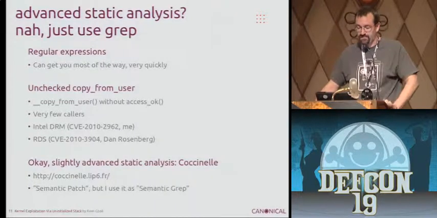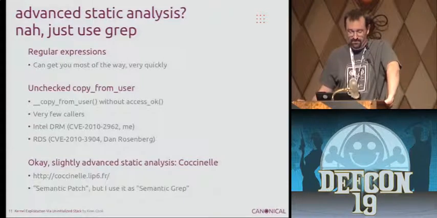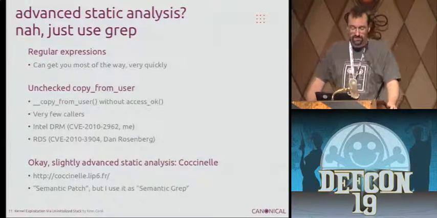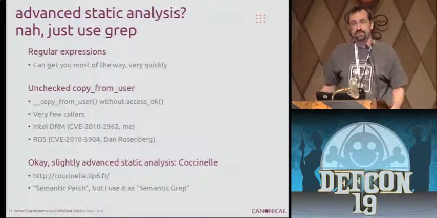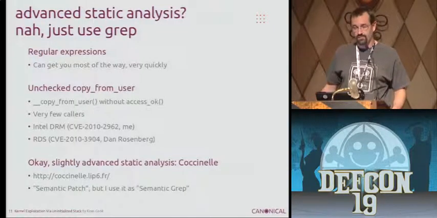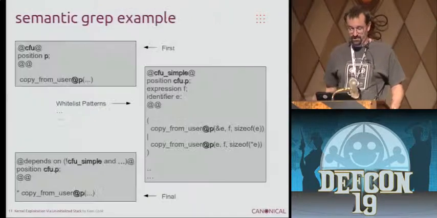But with just standard copy_from_user, I thought that I should go a little bit beyond standard regular expressions. So I started looking at a tool called Coccinelle, which is traditionally used for semantic patching. You want to patch a behavior that's going on in a source tree. Replace something about a structure. It was much easier to use that. But I was really using it for semantic grep, and I'll give you a quick example.